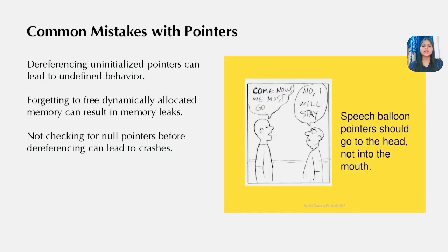Common mistakes that happen with pointers. Dereferencing uninitialized pointers can lead to undefined behavior. Forgetting to free dynamically allocated memory can result in memory leaks. Not checking for null pointers before dereferencing can lead to crashes. Speech balloon: pointers should go to the head, not into the mouth. This is the main example for the mistakes that happen with pointers. This is the quote.